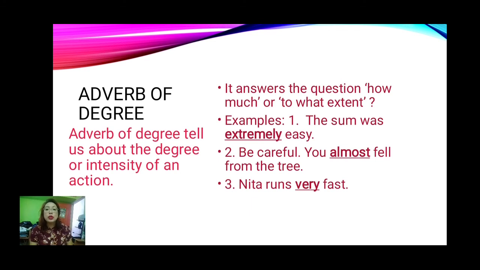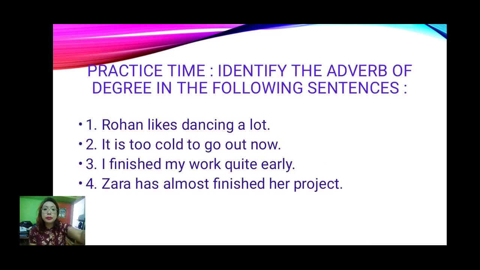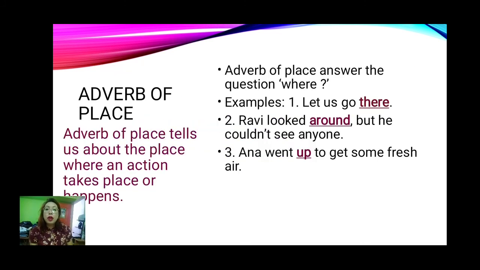All right. So far we have seen what adverbs are, adverbs of manner, also called ly words, and adverbs of degree, which tell us to what extent or how much an action is being conducted. And let us see the last one, which is called adverb of place. Adverb of place tells us about the place where an action takes place or happens. So, as the name suggests, it tells us about the place of action, where the action has taken place.